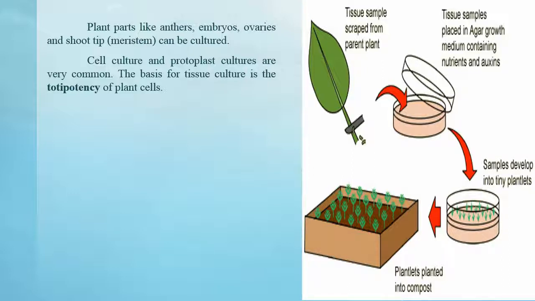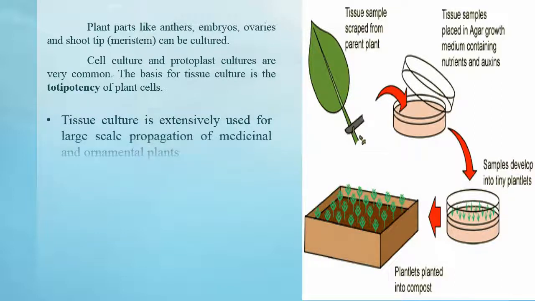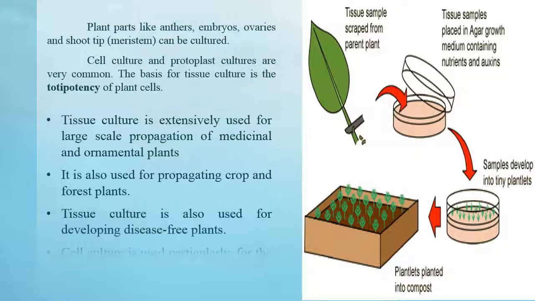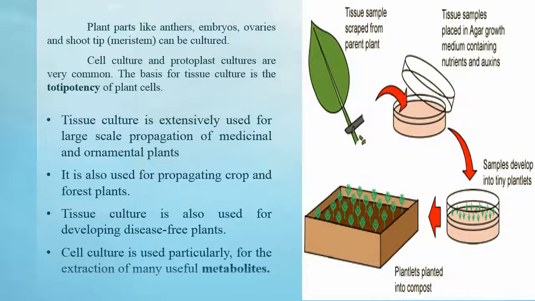Tissue culture is extensively used for large-scale propagation of medicinal and ornamental plants. It is also used for propagating crop and forest plants. Tissue culture is also used for developing disease-free plants, and cell culture is used particularly for the extraction of many useful metabolites.